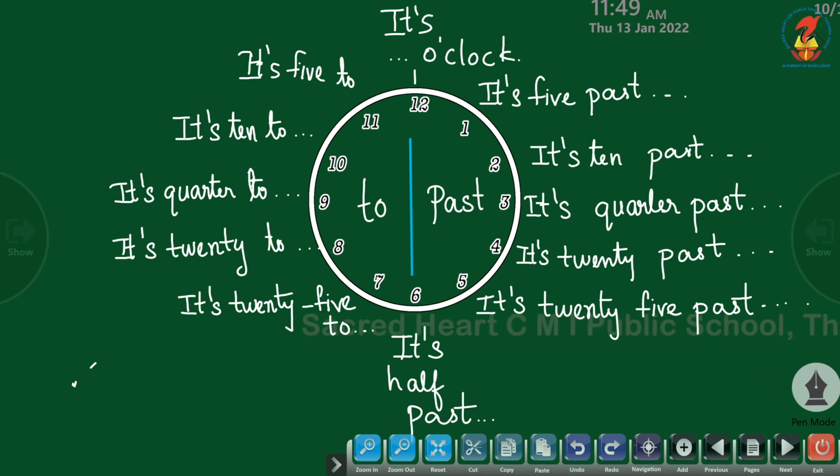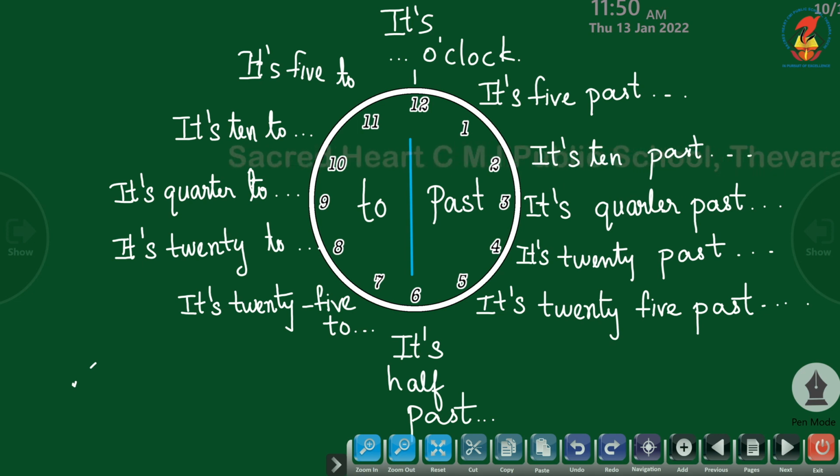We already learned what is quarter to and quarter past. So when the longer hand is on 3, we can say it's quarter past. When the longer hand is on 4, we can say it is 20 minutes past. When the longer hand is on 5, we can say it's 25 minutes past. When the longer hand is on 6, we can say it's half past, or half hour. When the longer hand is on 7, we can say it's 25 minutes to the next hour. After that, we can say the next hour also.